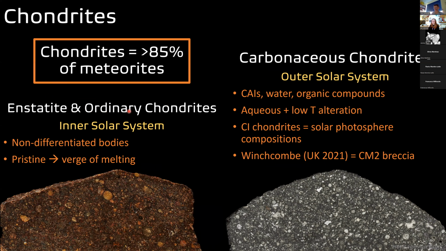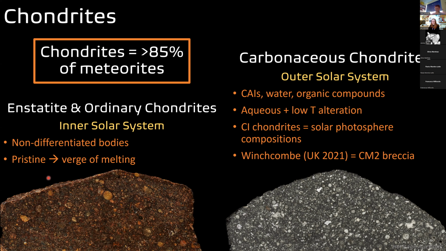In the inner solar system, we have enstatite, which is a type of pyroxene, and the ordinary chondrites. They're called ordinary because they are the most common, and there's nothing particularly spectacular about them. And these represent non-differentiated bodies. So these are bodies that aren't big enough to properly melt and become a large asteroid or a large planet, like you would consider Earth to be.